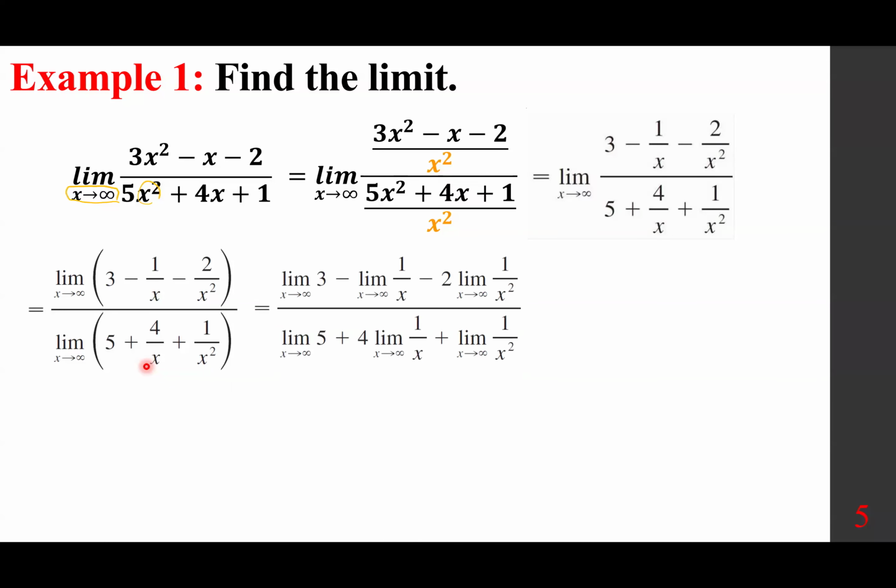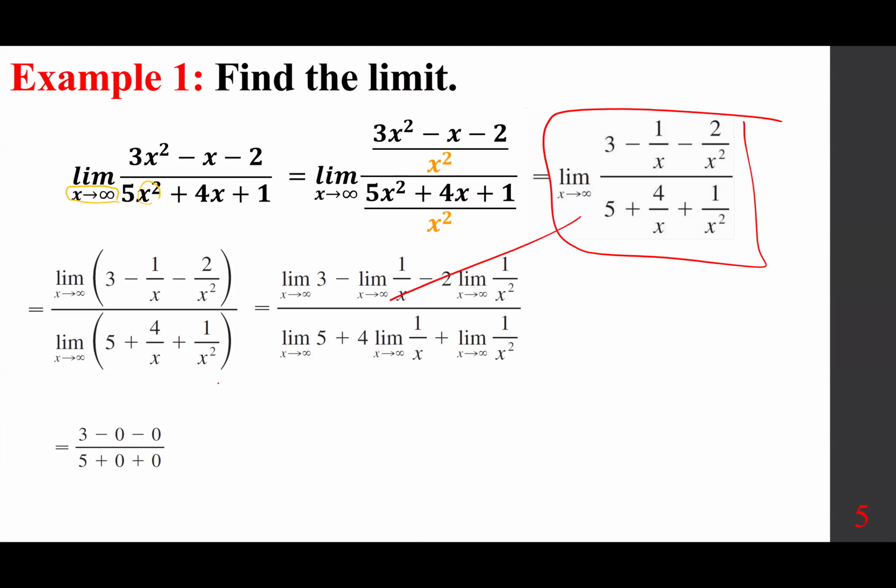And now, this is a constant, the answer is 3. This is a constant, the answer is 5. And for each of these other terms, the denominator goes to infinity, therefore the term becomes 0. And if you show work and from here you go to this step, in other words, you skip this one, I'm okay with that. The answer is 3 over 5.